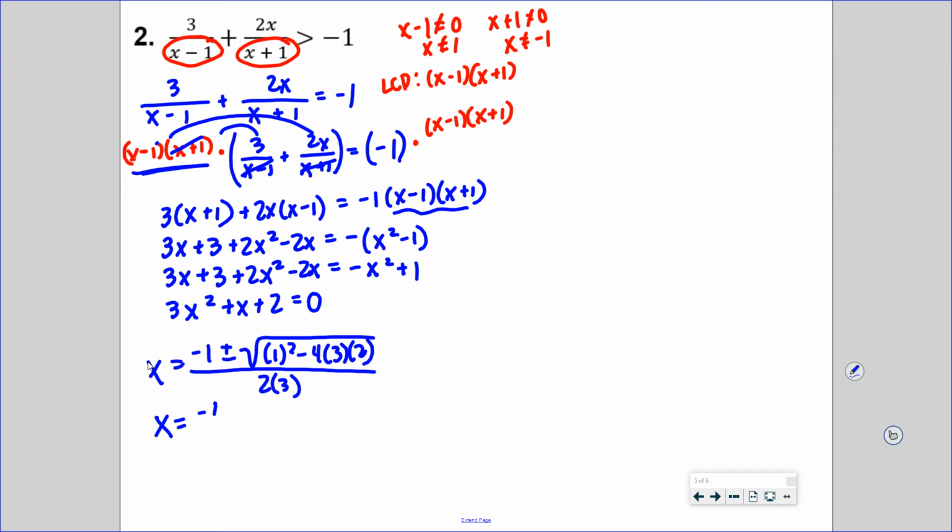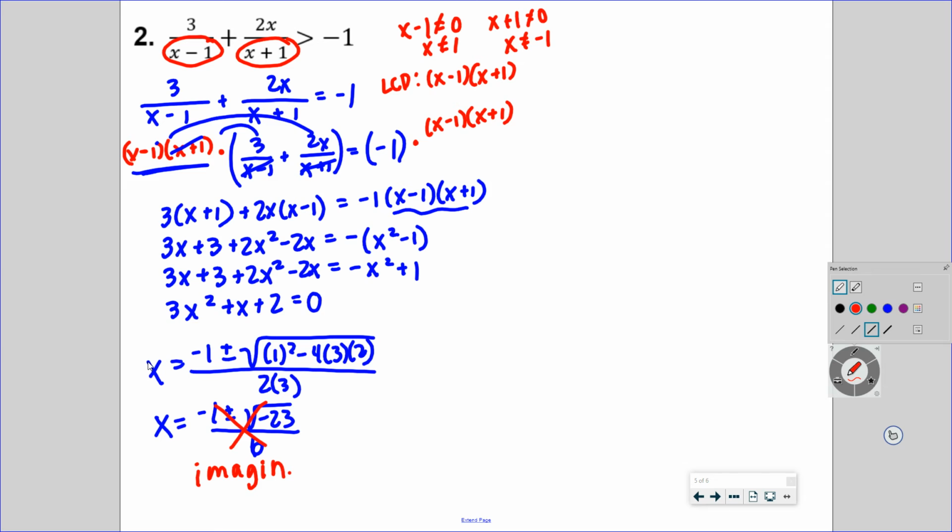And you end up getting the square root of negative 23. So those are imaginary, so we can kind of stop there. Our only key numbers then are 1 and negative 1. Oh, all that work for nothing.